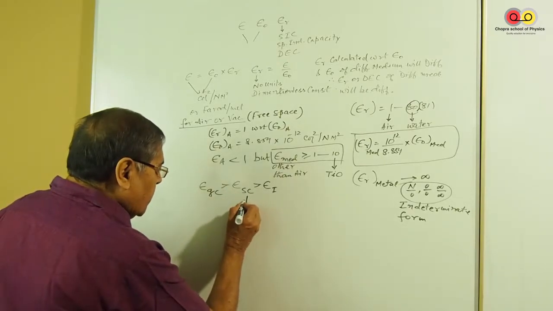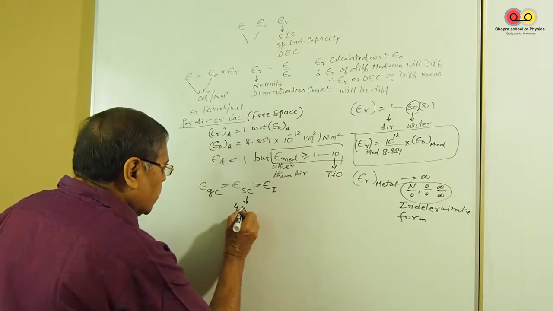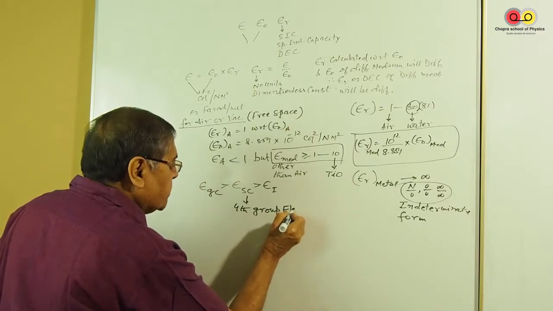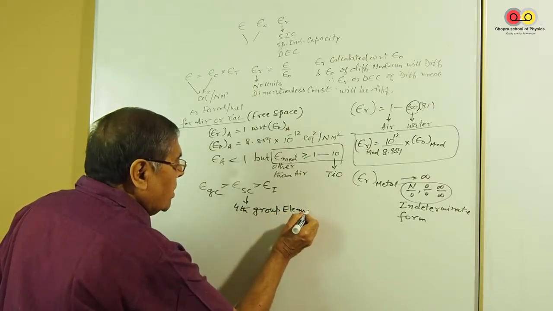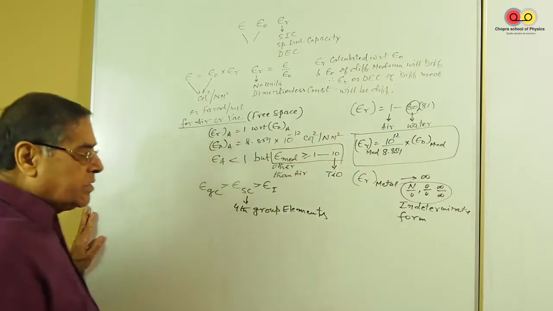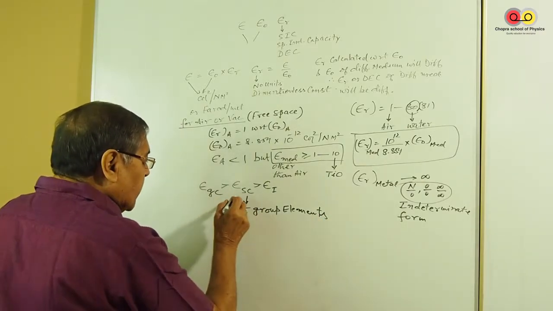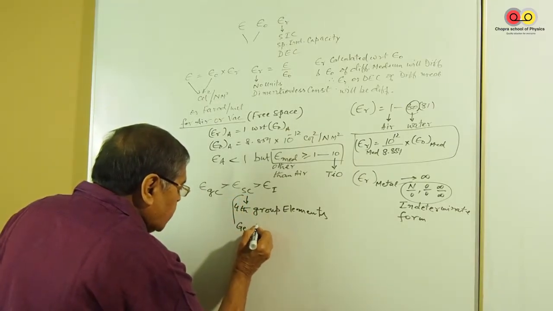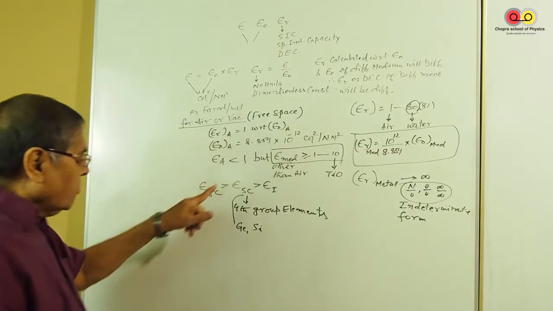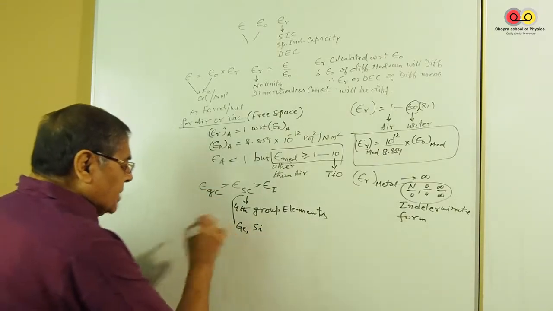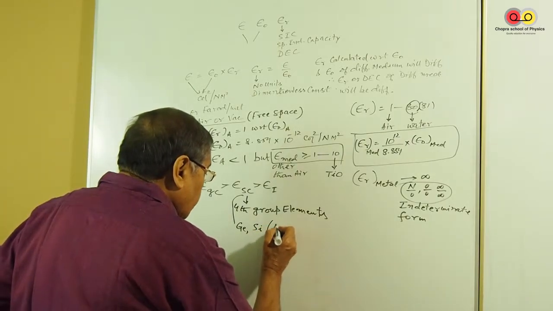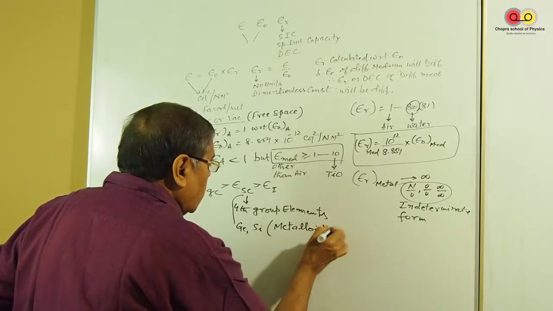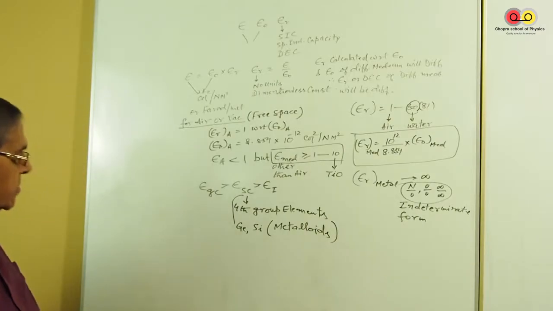Semiconductors are generally fourth group elements. They are in the form of germanium and silicon. Fourth group elements, and they exhibit the properties of metalloids.